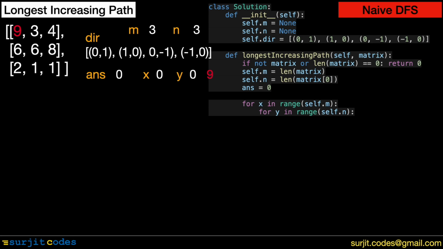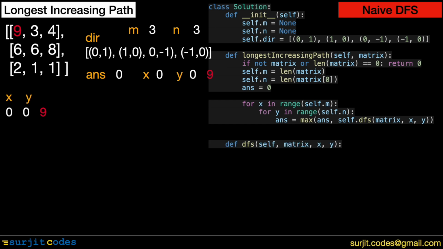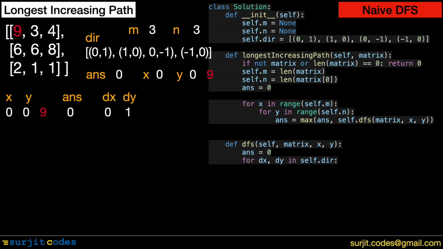First starting element is 9 at 0, 0. We start DFS to find paths starting with 9. 9 is present at 0, 0, so 0, 0 is copied to XY in DFS. We initialize ans to 0. We start a loop that runs 4 times to cover the 4 directions of the adjacent cells of 9.